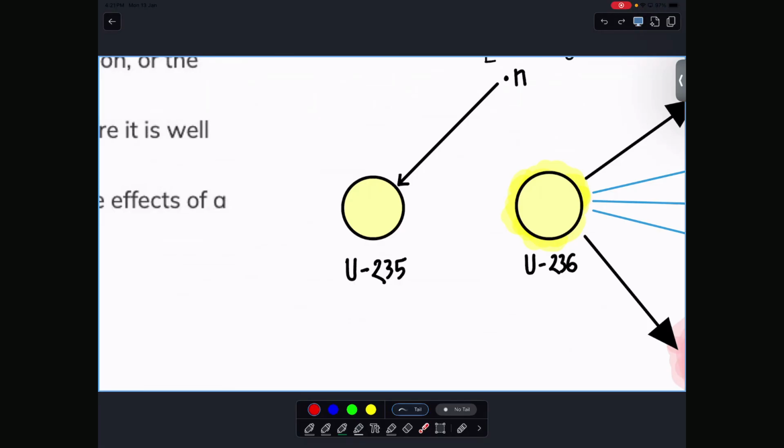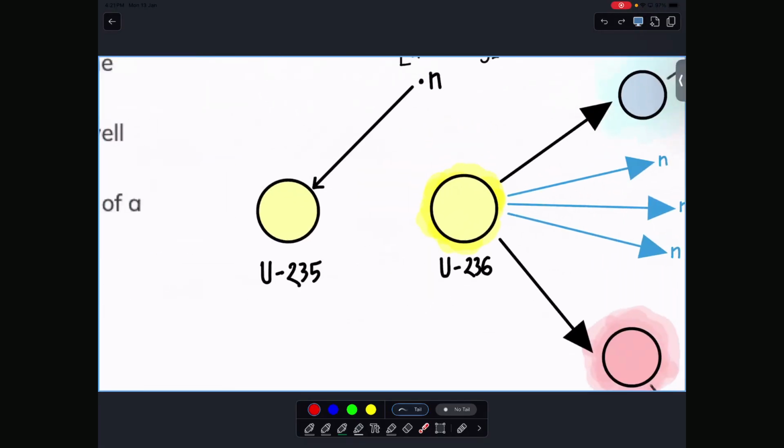But if we can somehow do something to 235 to make it uranium 236, it can't exist. The structure of uranium 236 is so fragile, right? It can't exist even momentarily. So if somehow you can make it 236, you take it over the tipping point. So what does it do? It just snaps and breaks right away. And that's when the fission process takes place.